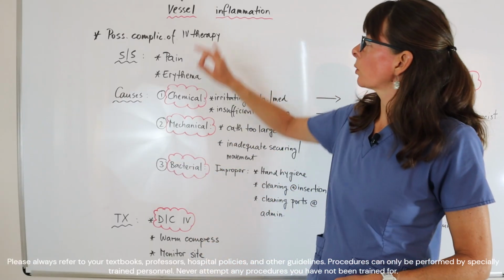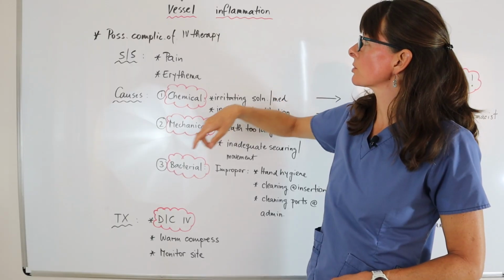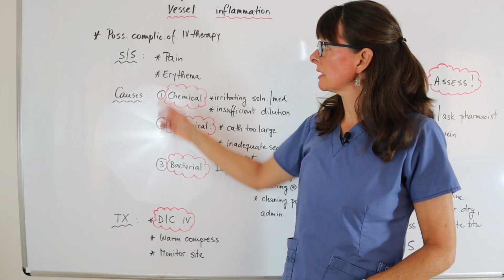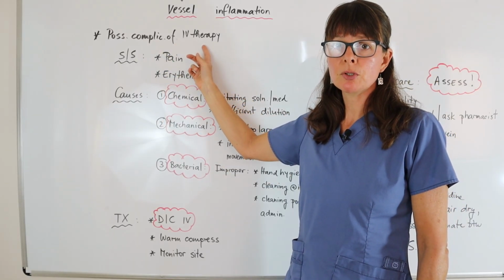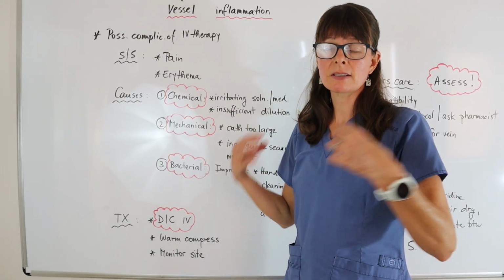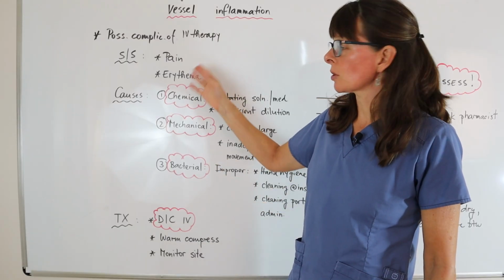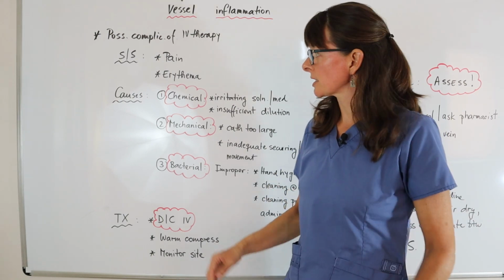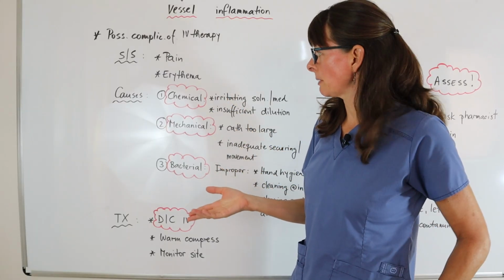So if we look at the word, phleb means vessel or blood vessel and itis is inflammation. So here we're dealing with an inflamed blood vessel, which can be a possible complication of the IV therapy. And that pertains to superficial veins as well as central veins for central lines. So signs and symptoms of superficial veins, the ones that you'll most commonly see in the patient's upper extremities, is pain and erythema, typical symptoms of inflammation.